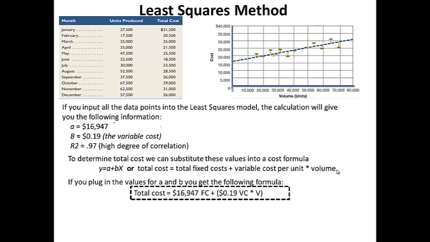Now all we have to do is plug in the values for A and B, fixed cost and variable cost, and you get the following cost model, or formula. It says that for this particular company, the total cost is equal to our fixed cost, which the least squares method says is $16,947, plus our variable cost of 19 cents per unit times volume.